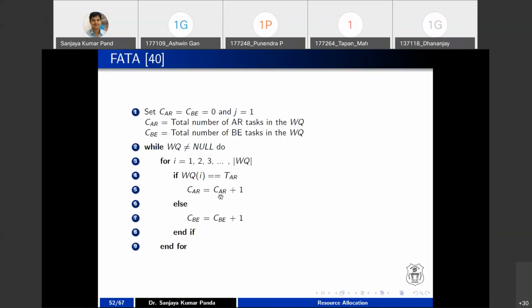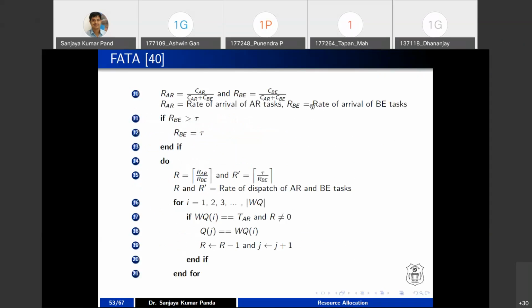What you are doing here: first you are checking the queue sizes. If there is an advanced reservation lease, you add to the counter. For example, when an AR reaches your system, just add to the counter. This is called the counter of AR, the total number of AR tasks in the waiting queue, and how many tasks are present in the best effort queue. Why are you calculating this? You want to know the rate of arrival of AR leases and best effort leases.